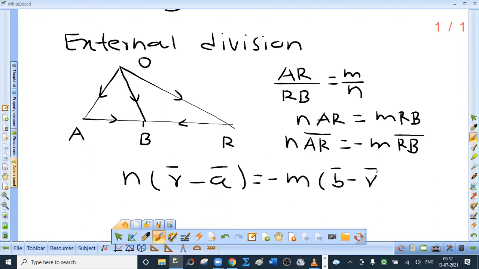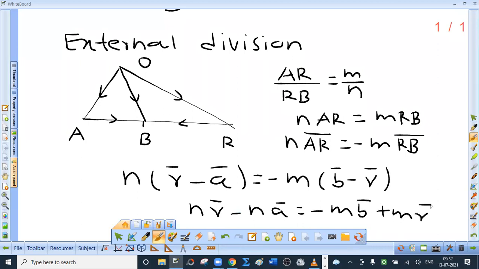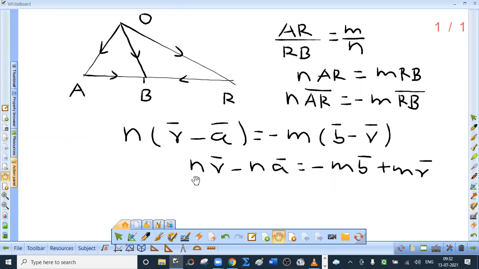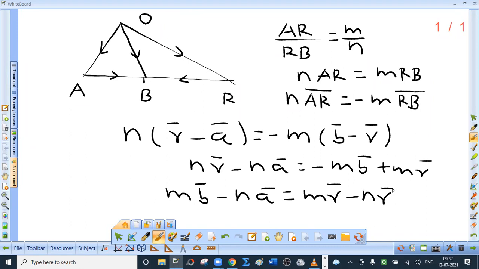B bar minus R bar. Okay. And therefore, NR bar minus NA bar is minus MB bar plus MR bar. Our aim is to obtain R bar. Accordingly, rearrange the terms. So MB bar minus NA bar is nothing but MR bar minus NR bar. Take R bar common to get M minus N.